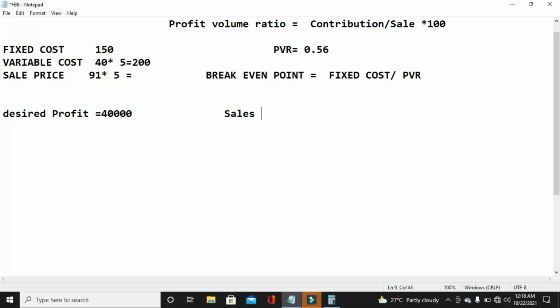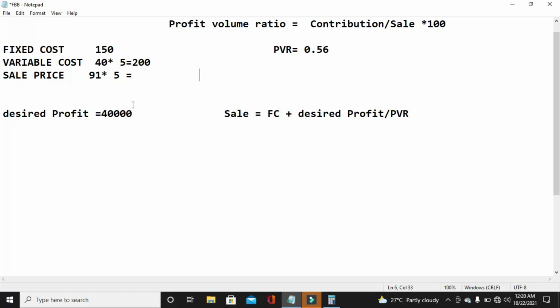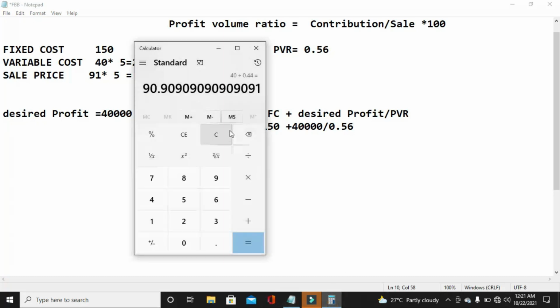Okay, so let's calculate this amount of sales. How can we calculate the sale where we earn 40,000? For calculating that sale, add fixed cost and desired profit, and divide that total by the profit volume ratio. It is very simple. We just need to write our fixed cost, which is 150, and the desired profit which we want to earn, which is 40,000, and we divide it by the profit volume ratio, which is 0.56.